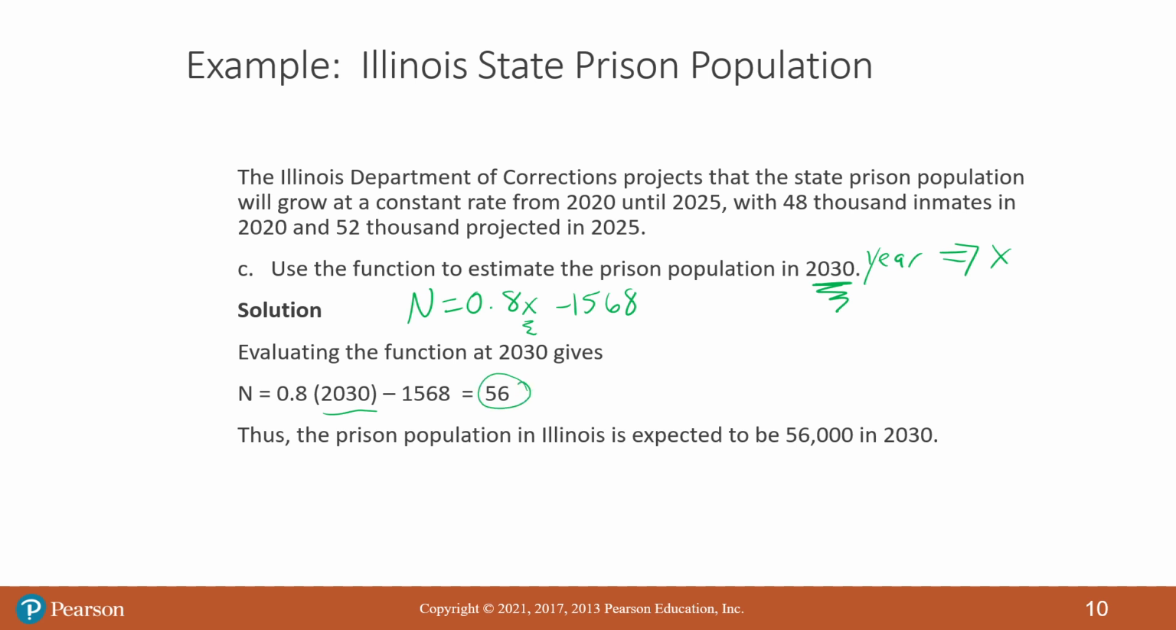Now, what is 56? This is where we've got to be a little careful. 56 is our n. Remember, our n represents the number of thousands of inmates. The number of thousands of inmates.